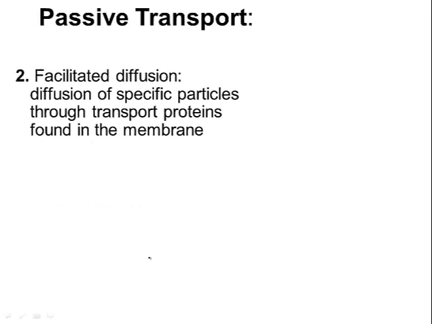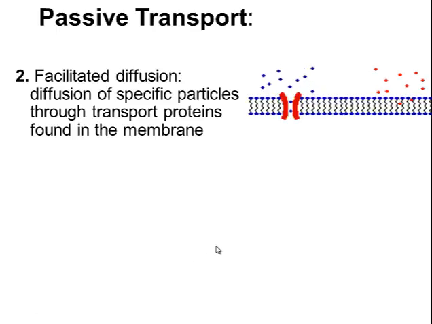All right, continuing on with passive transport, the second type of passive transport is facilitated diffusion or facilitative diffusion. So this is diffusion of specific things that have to go through transport proteins that are found in the membrane. As you can see, here is a transport protein in this picture, and so these blue molecules can only get through this membrane by going through that transport protein. The red ones were able to get through the actual phospholipid bilayer on their own, but these blue ones cannot.